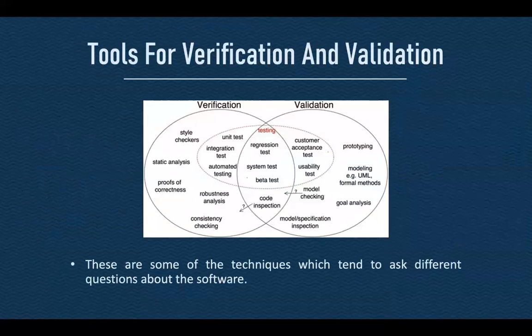Now, the next slide is about the tools that we use for doing verification and validation, and we look at the diagram. The different tools that we use for verification are style checker, static analysis, proof of correctness, robust analysis. These are some of the tools which are out of mainstream. Coming to the mainstream for verification, we have unit testing, integration testing, and automated testing. As far as validation is concerned, out of mainstream we have prototyping, goal analysis, etc. And customer acceptance testing and usability testing are some of the examples of validation testing.